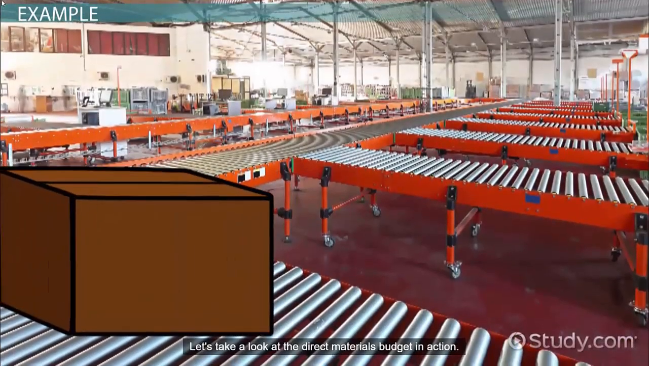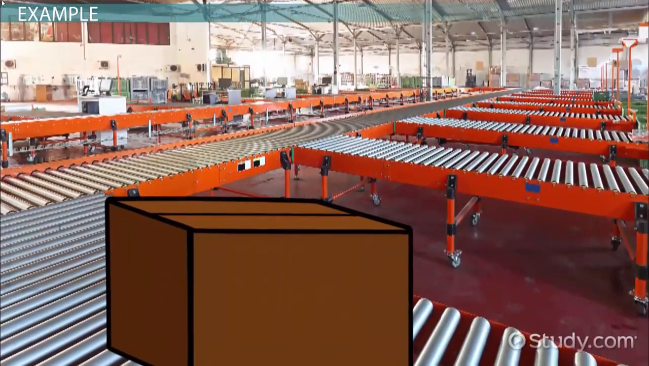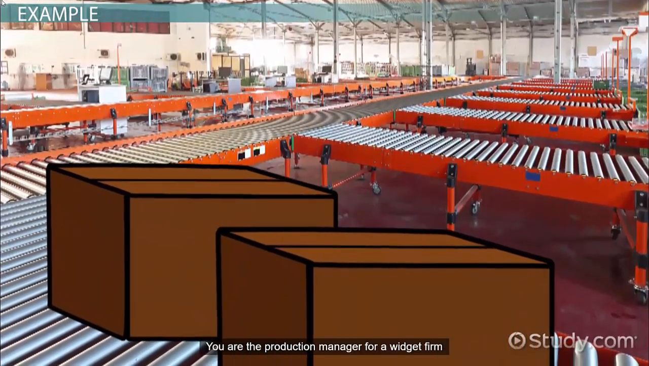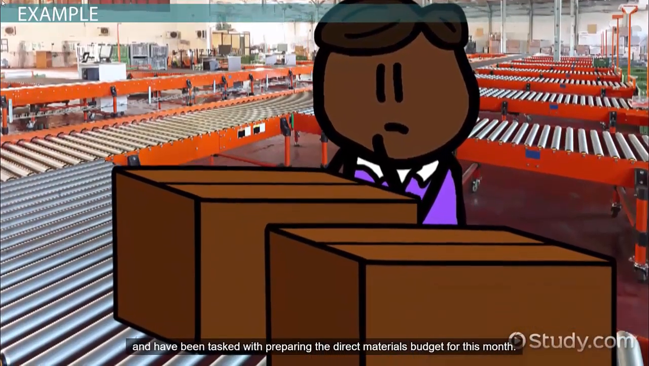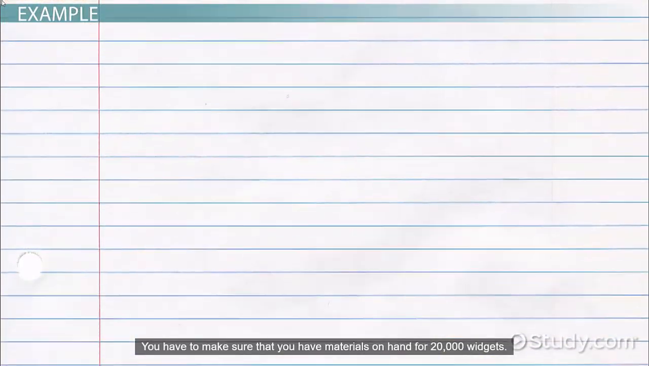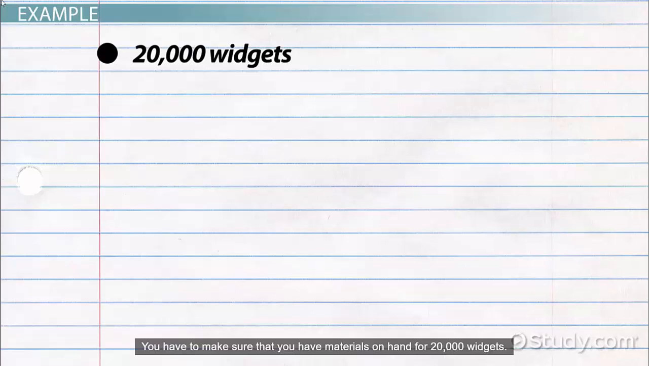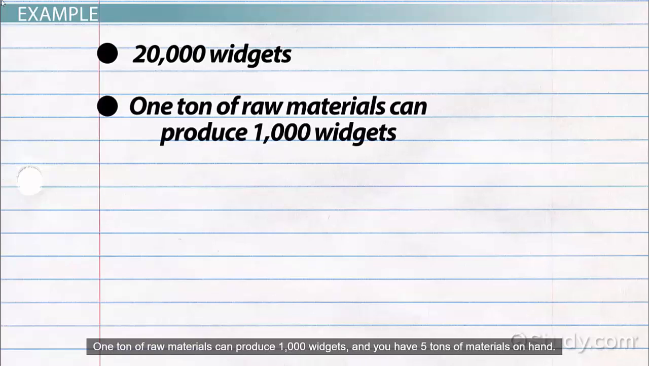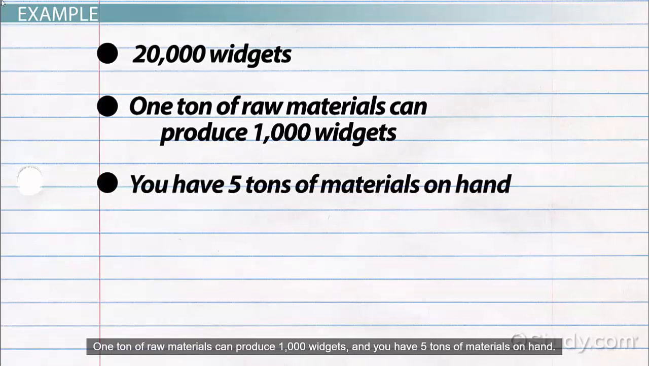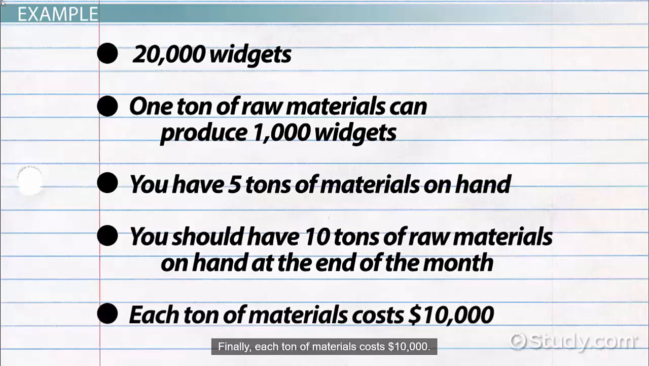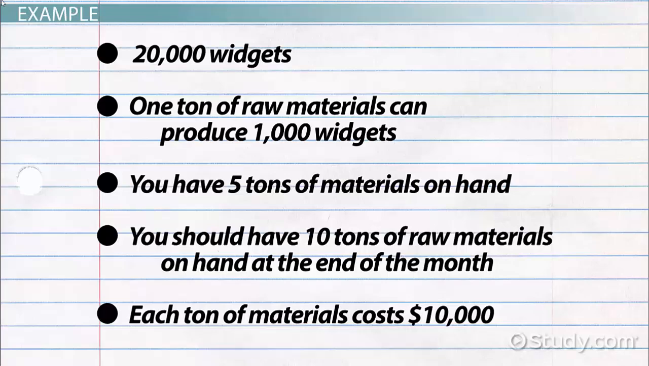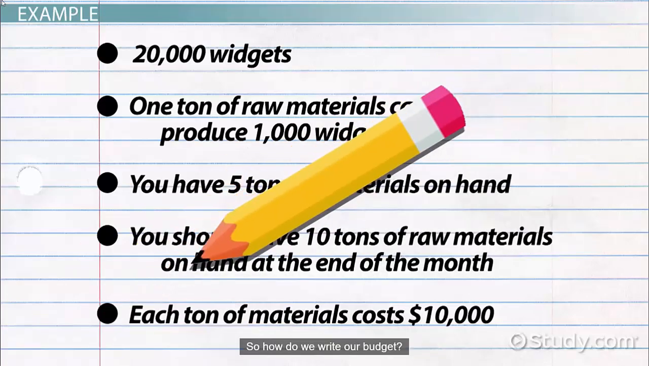Let's take a look at the direct materials budget in action. You are the production manager for a widget firm and have been tasked with preparing the direct materials budget for this month. You have to make sure that you have materials on hand for 20,000 widgets. 1 ton of raw materials can produce 1,000 widgets, and you have 5 tons of materials on hand. Additionally, you should have 10 tons of raw materials on hand at the end of the month. Finally, each ton of materials costs $10,000. So, how do we write our budget?